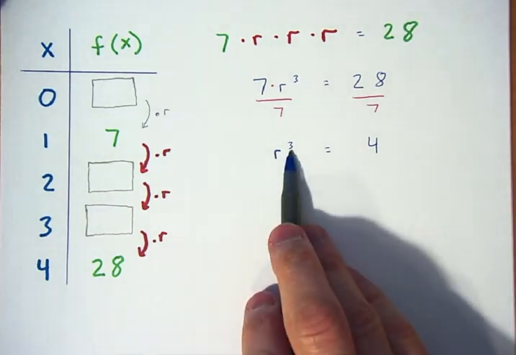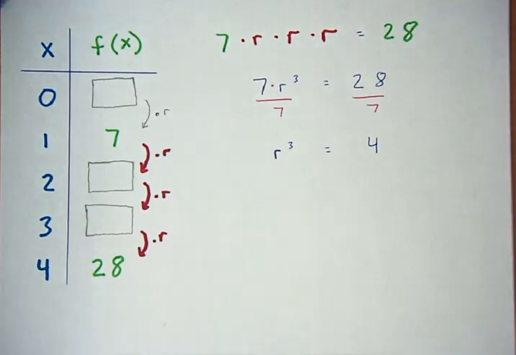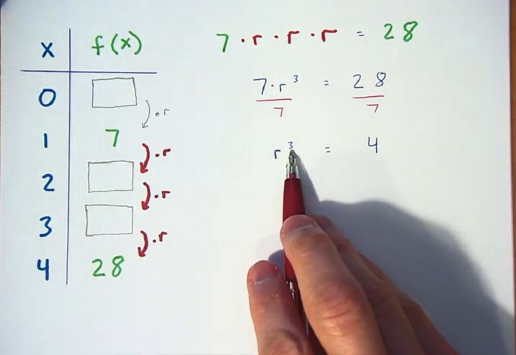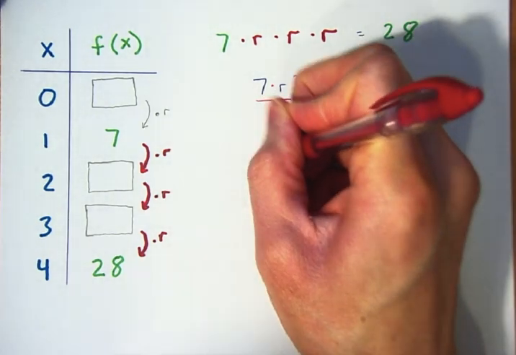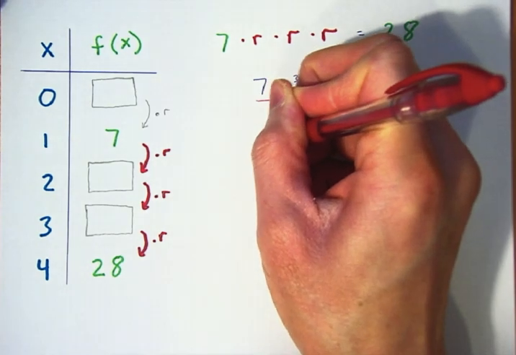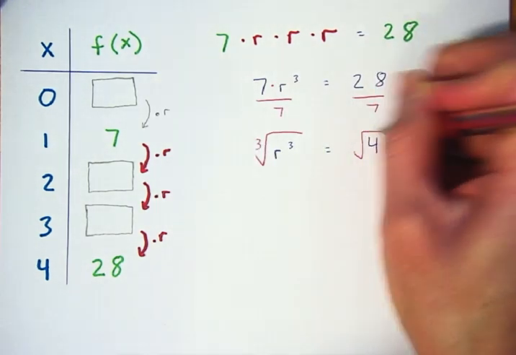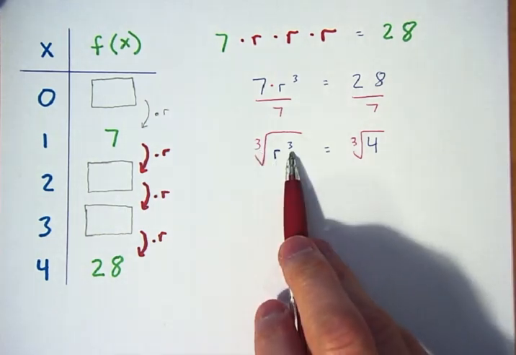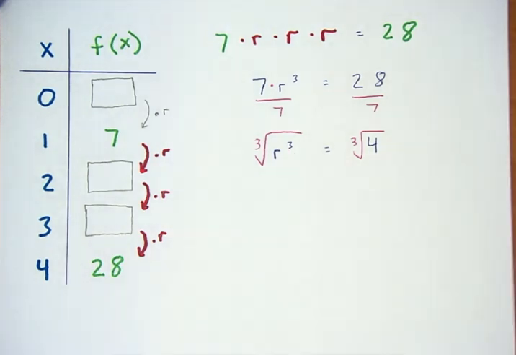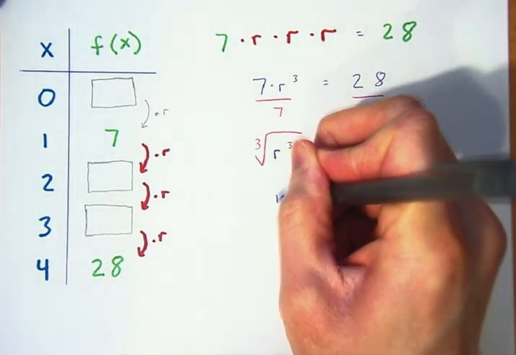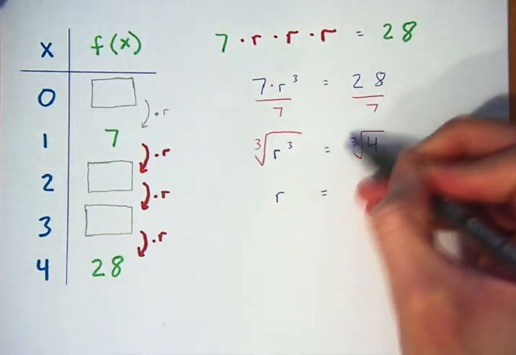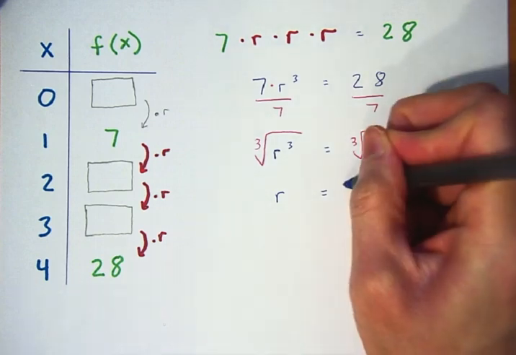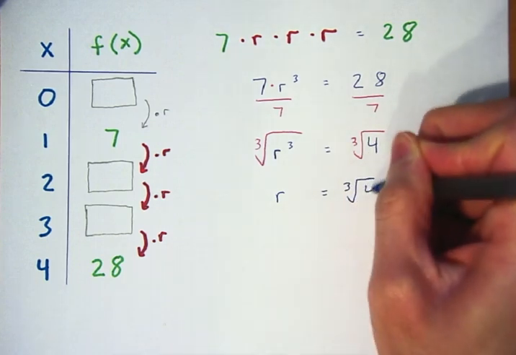Right? To get rid of this 3, we're going to do the inverse of the third power. Inverse of third power is the third root, or cube root. The cube root of r to the third power, these two 3's will basically go away since they're inverses, and all you'll have left on the left is an r, and this you cannot really simplify. So your r is equal to the third root of 4.